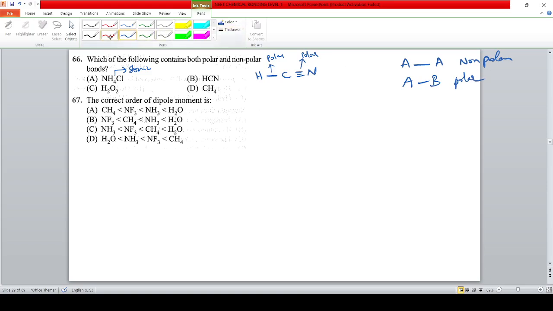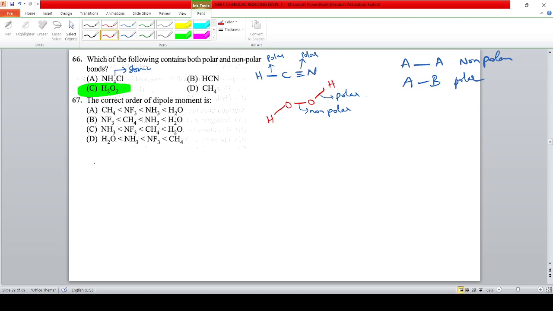Going for the third one, hydrogen peroxide, open book structure. This is the structure of hydrogen peroxide. This bond is non-polar. Why? It is in between both same oxygens. The others are polar. So which contains polar as well as non-polar bonds? Hydrogen peroxide.